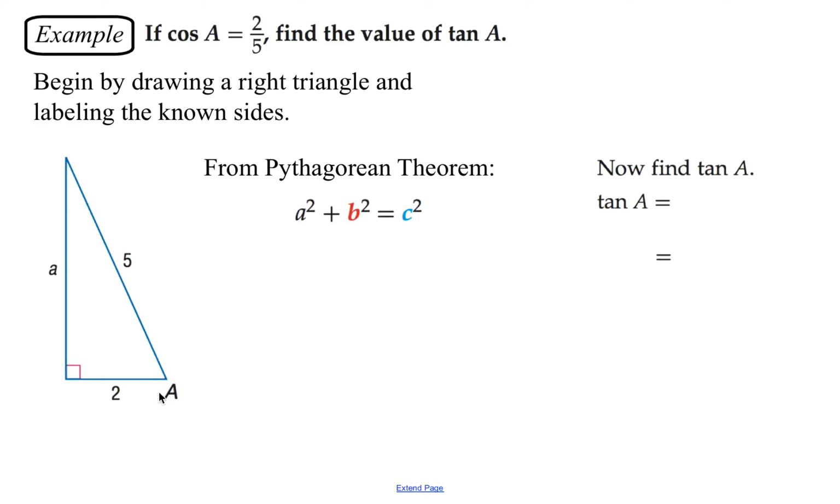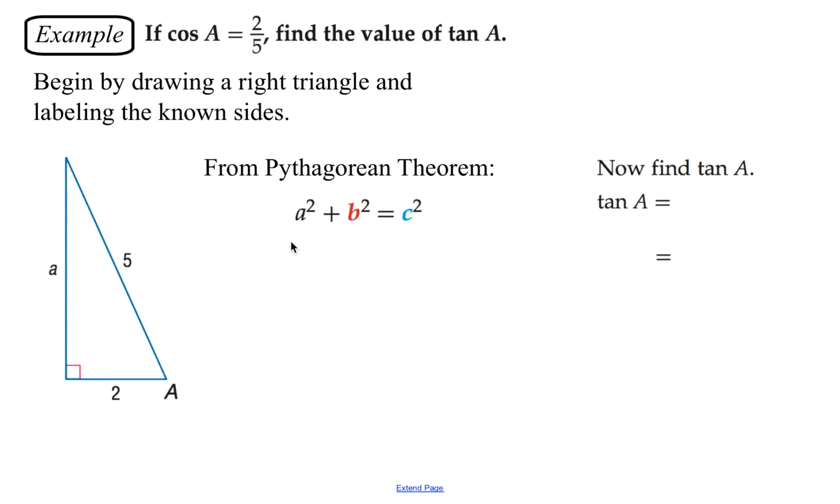And then we know that the cosine is 2/5. So fill in what you know. The cosine is adjacent over hypotenuse. So we know the hypotenuse is 5, and we know the adjacent leg is 2. In order to find the tangent of angle A, tangent is opposite over adjacent. So we need this opposite side here.